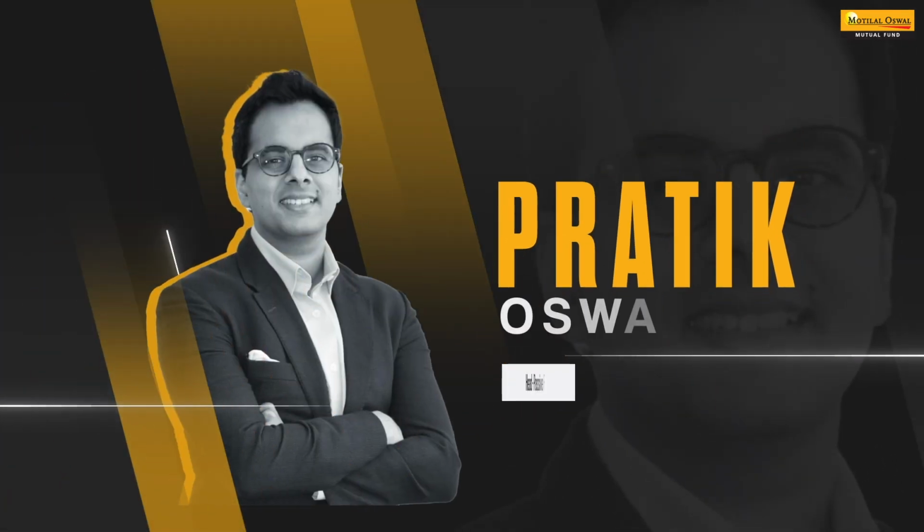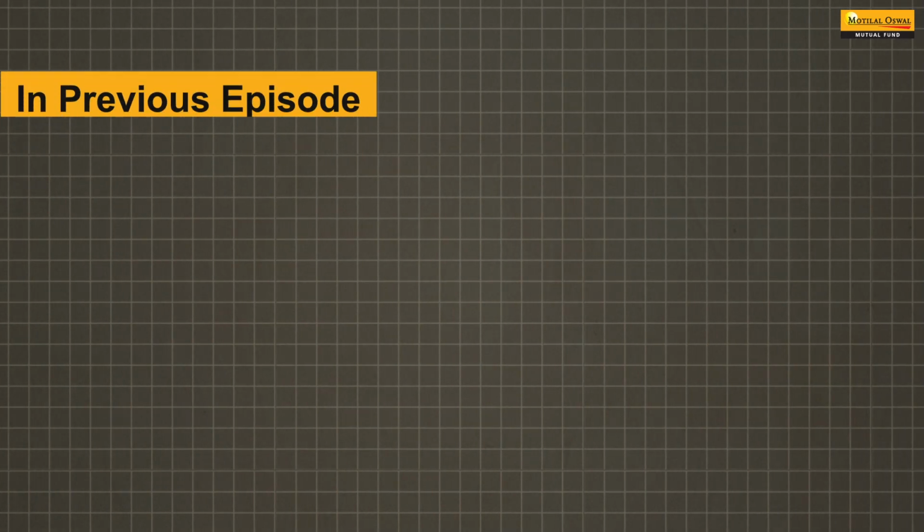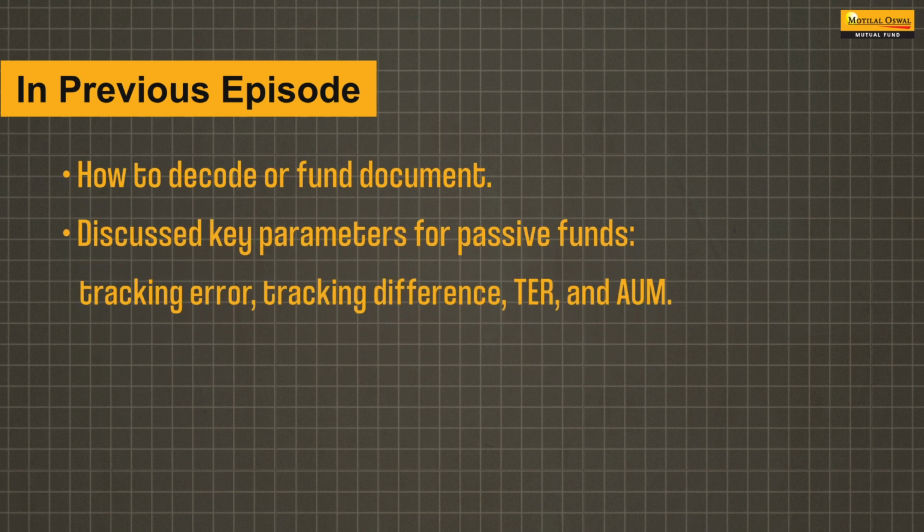Pratik. In the last episode, we talked about how to decode a fund document. We helped viewers decode the fund document and discussed various parameters like tracking error, tracking difference, TER, and AUM that one should consider while choosing a passive fund. If you haven't watched that episode yet, be sure to check it out.